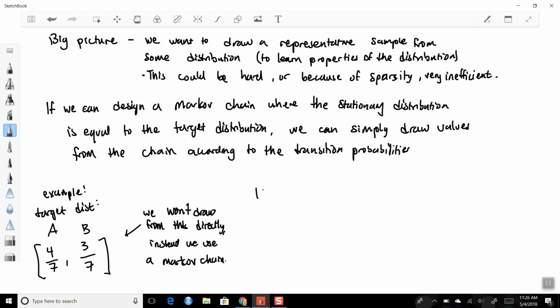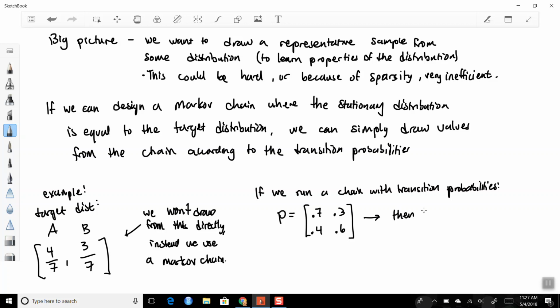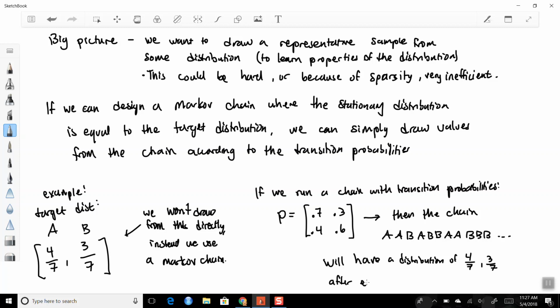And so if we run a chain with transition probabilities P equal to 0.7, 0.3, 0.4, 0.6, then the chain that goes A, B, A, B, B, A, B, etc., will, if we use this to generate our samples A and B, saying if I'm at A, I've got a 70% chance of drawing A again, or 30% chance of drawing B on the next turn, we'll have a distribution of 4/7, 3/7 after enough iterations.